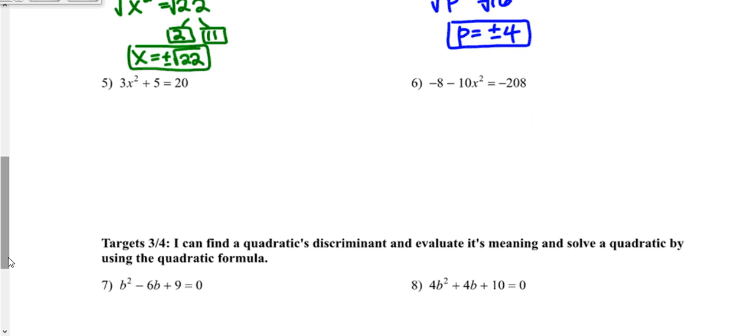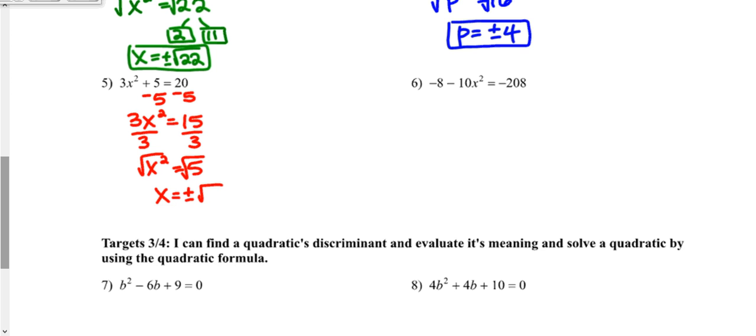Same process, different problem. Subtract 5, so I get 3x squared equals 15. Dividing by 3, so I get x squared equals 5. And to get rid of the squared, I can take the square root. 5 is not a perfect square, and I know it's not going to simplify because it's a prime number. So I just say plus or minus the square root of 5.